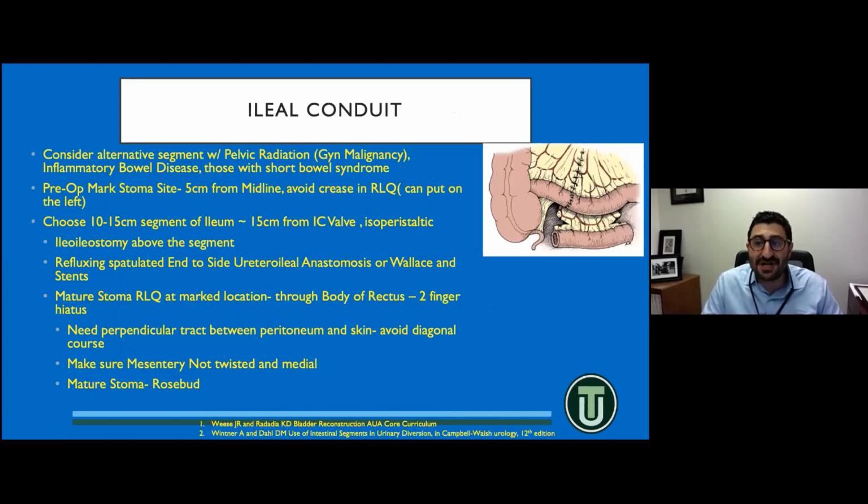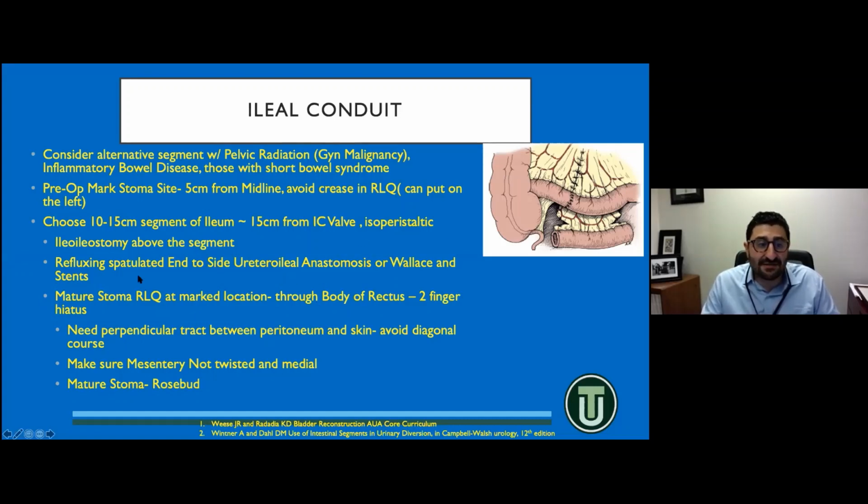Ileal conduit is the most common incontinent urinary diversion. You may want to consider an alternate segment in patients with pelvic radiation, those who have inflammatory bowel disease involving the small bowel, or those who already have had prior bowel resections and short bowel. Preoperatively, it's important to mark the stoma site, get with your ostomy nurse. You want to choose a site in the right lower quadrant, over the body of the rectus. Typically, we use a 10 to 15 centimeter segment of ileum, about 15 centimeters or so from the ileocecal valve. You want this isoperistaltic, meaning the distal side goes to the stoma and the proximal side of the bowel becomes the butt end.